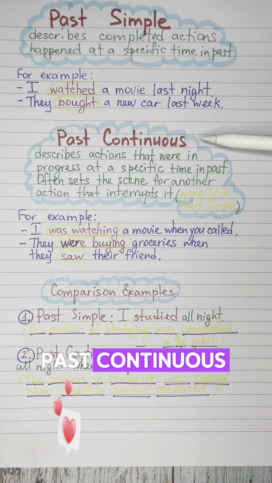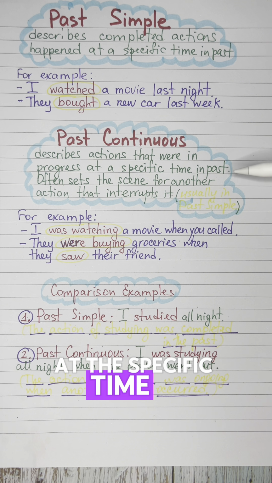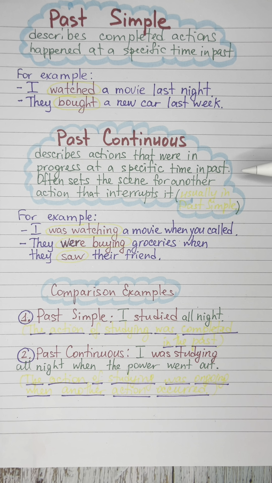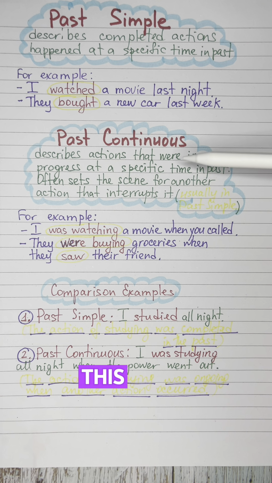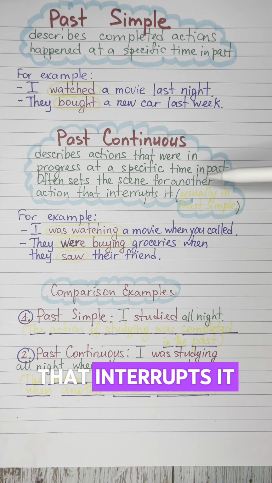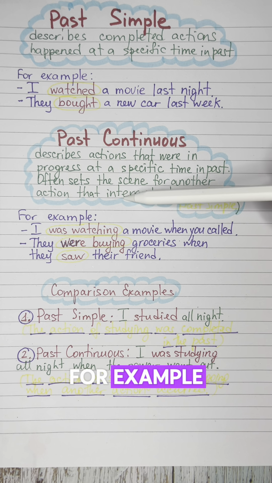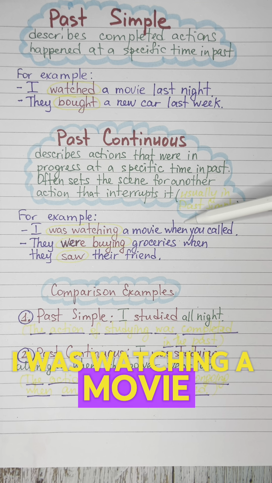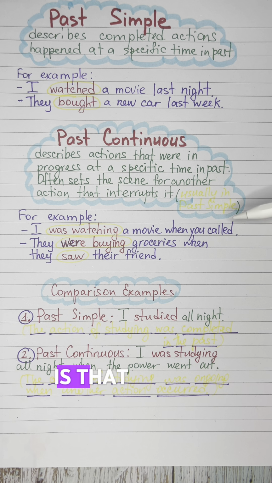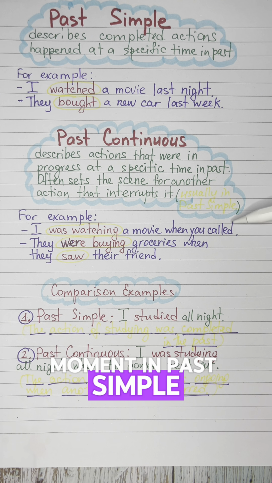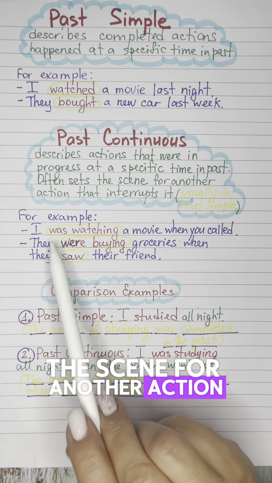Past continuous describes actions that were in progress at a specific time in the past. It often sets the scene for another action that interrupts it, usually in past simple. For example, I was watching a movie when they called. So when they called is that specific moment in past simple that sets the scene for another action, was watching a movie.